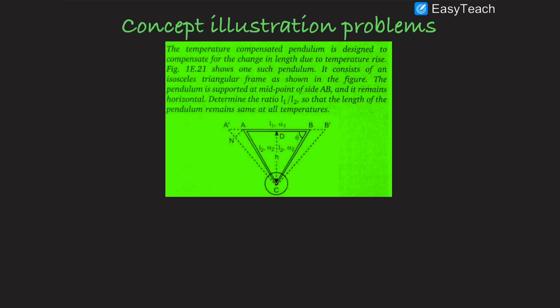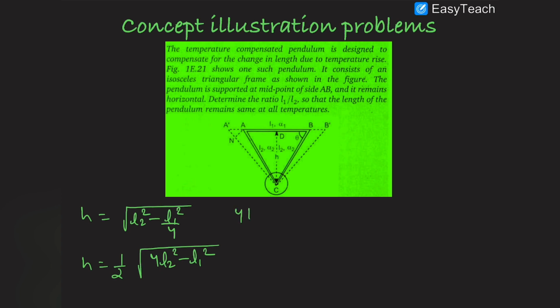Now let us write down the value of h. So h will be equal to under root of L2 square minus L1 square by 4. Okay, this is h, and h will obviously be 1 by 2 of under root of 4 L2 square minus L1 square. Now what we can do, we can square these terms. So this would be 4h square is equal to 4 L2 square minus L1 square.